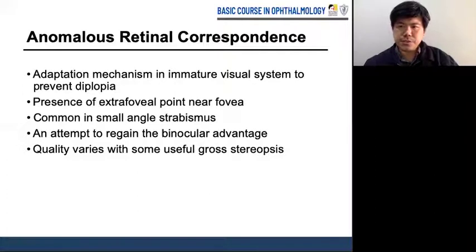So ARC develops as an attempt to regain binocular advantage, although, as mentioned, it's anomalous, and it can result in the eye seeing binocularly single in spite of a manifest squint or misalignment. So, under monocular conditions, central fixation is retained by the fovea, which is basically the basis for the cover test. Of course, the stereopsis varies depending on the amount of squint.